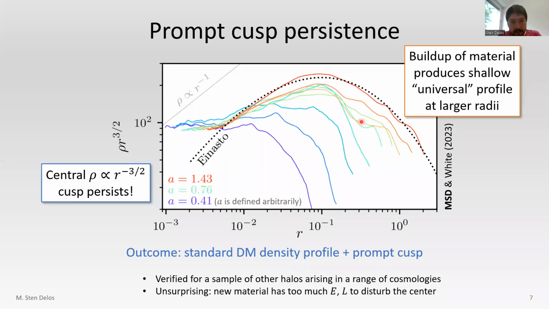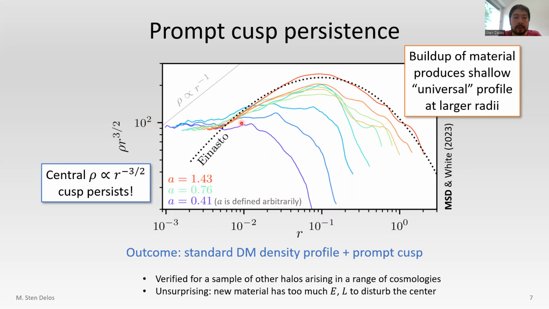So what happens to this halo's density profile over longer time scales? Well, this is a plot of density times radius to the 3/2 against radius again. And as time goes on, going from purple to red, we see that there's a buildup of new material that increases the density profile at larger radii, eventually making something that looks like that universal density profile that we saw earlier.